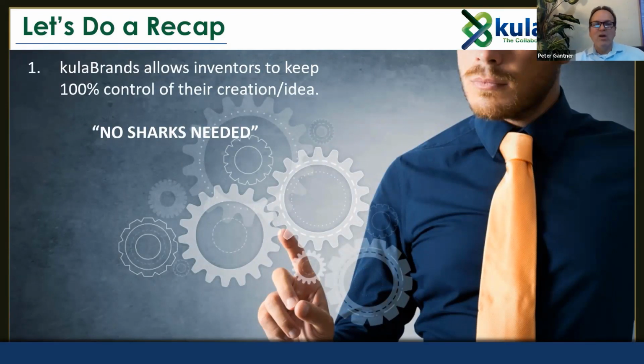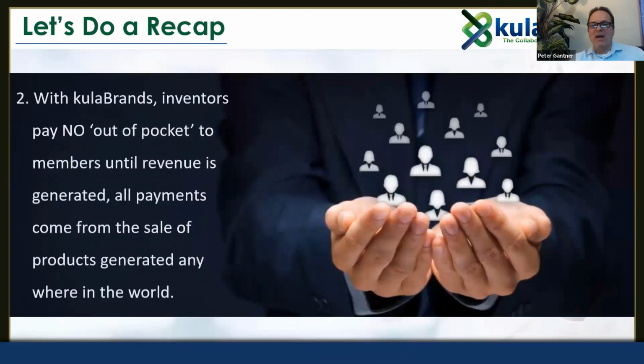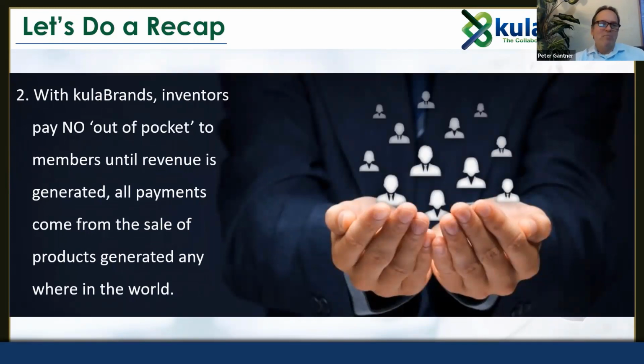So let's do a quick recap. kulaBrands allows inventors to keep 100% control of their creation, their ideas, no sharks needed. I just want to point out Cisco and Apple. If you want to go study their stories, in both of those situations, the founders of the company ended up raising money, losing control of their company, and unwillingly were asked to exit their companies. Of course, they brought Steve Jobs back eventually, but it wasn't until much later on.